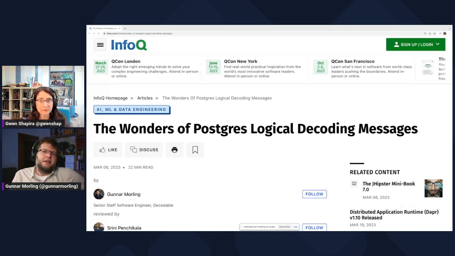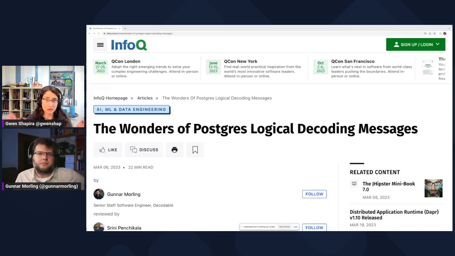And then I came across an interesting feature in Postgres, which is those logical decoding messages, and I really got interested in it, and I thought, well, I feel like not many people know about it. I even went to Twitter and asked people, hey, if I were to write an article about logical decoding messages, would you be interested to learn what it is and what you could use it for? And that's how I ended up writing this article. And I guess the idea for today is we walk through this a little bit and we talk about some use cases for those Postgres logical decoding messages.